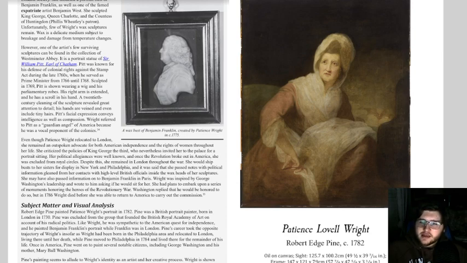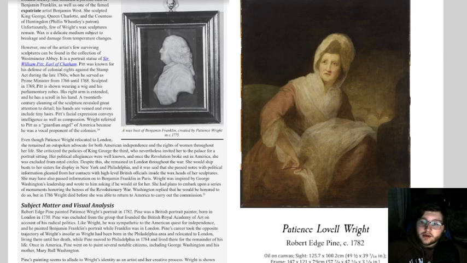His hands are veined and even include tiny hairs. Pitt's facial expression conveys intelligence as well as compassion. Wright referred to Pitt as a guardian angel of America because he was a vocal proponent of the colonies. Even though Patience Wright relocated to London, she remained an outspoken advocate for both American independence and the rights of women throughout her life.